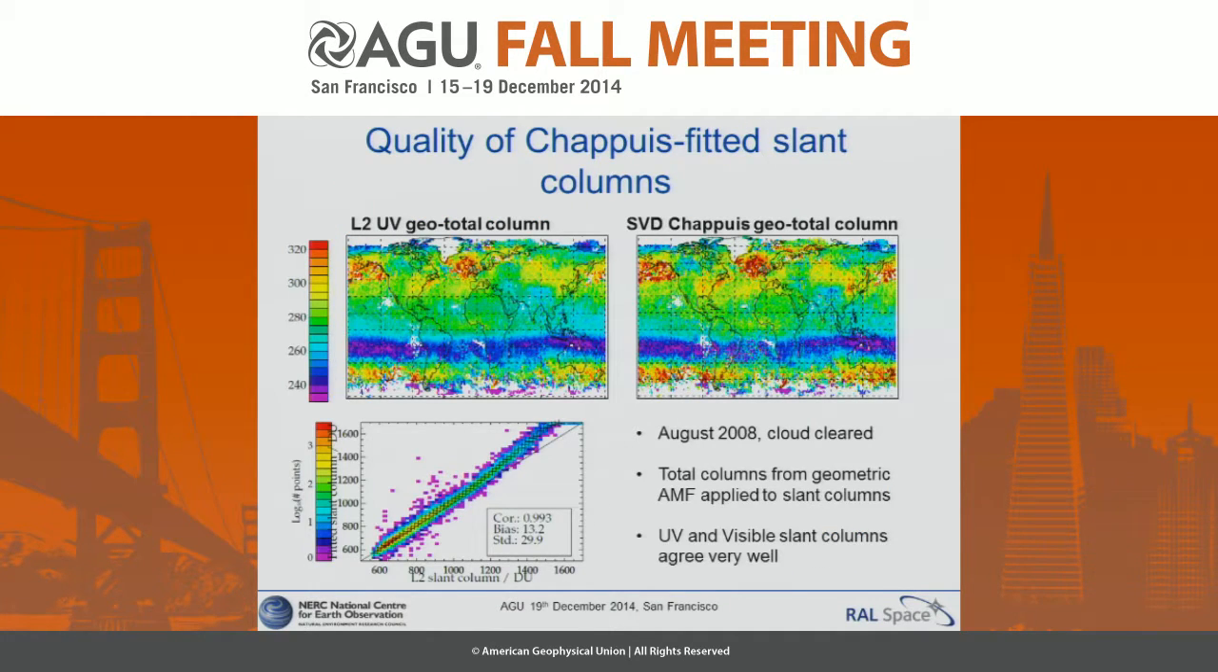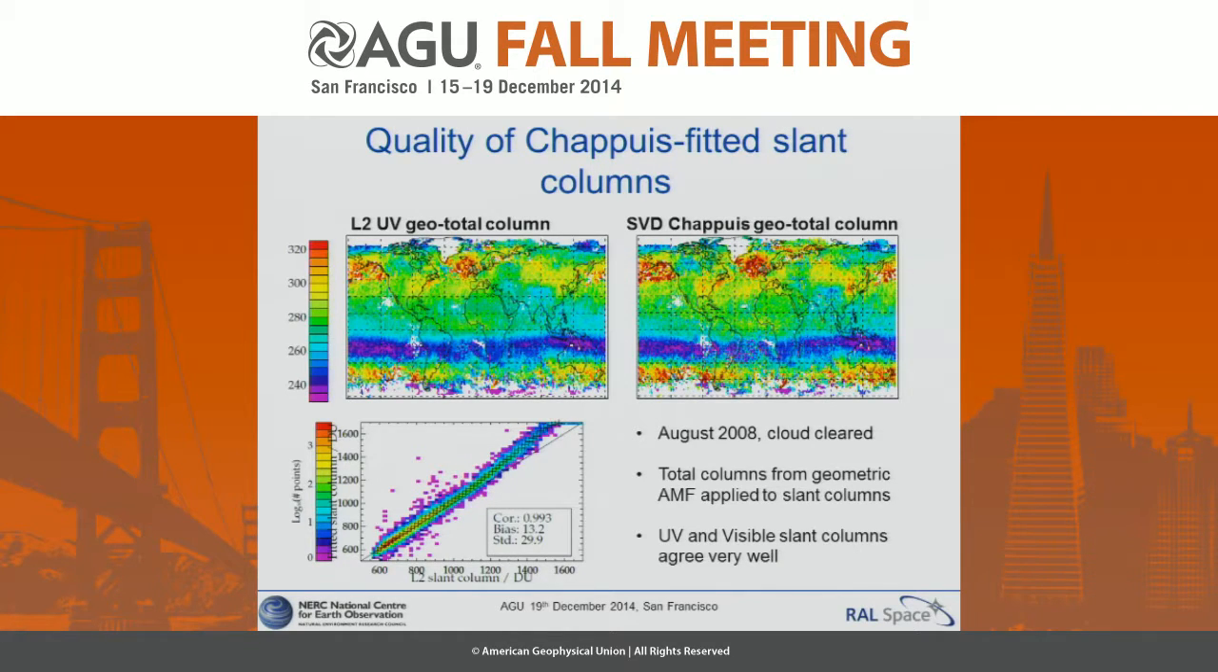So first of all, how well can we fit a slant column using just visible information? Well, it turns out quite well with a bit of care. So over here you have a monthly mean total column derived by just using a geometric AMF to the slant column, just derived using UV information. And over here is a Chappuis equivalent. And as you can see, they look very similar.